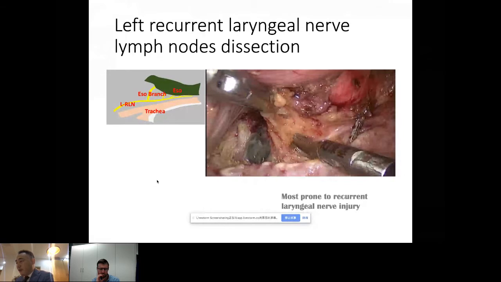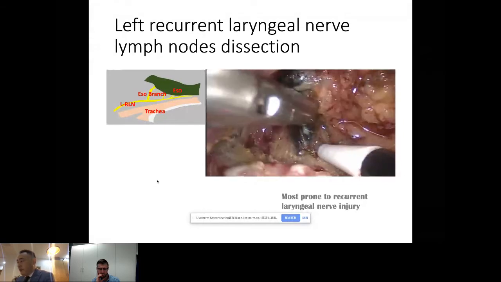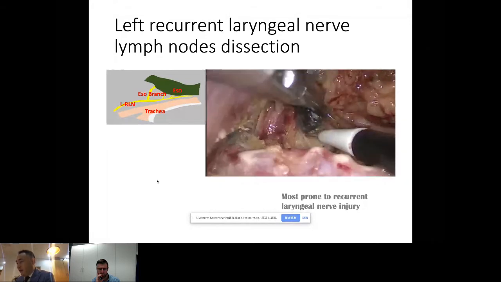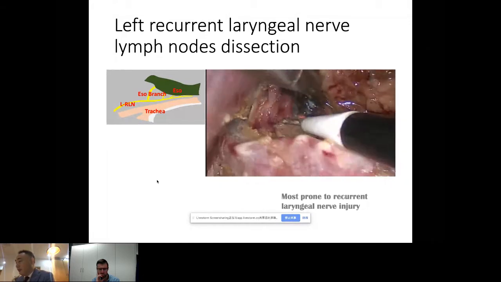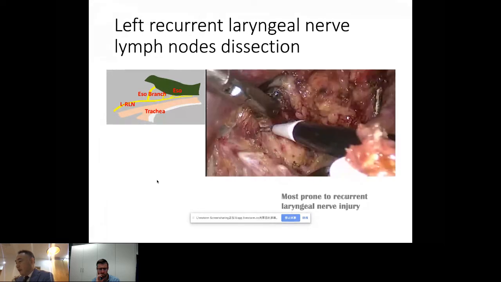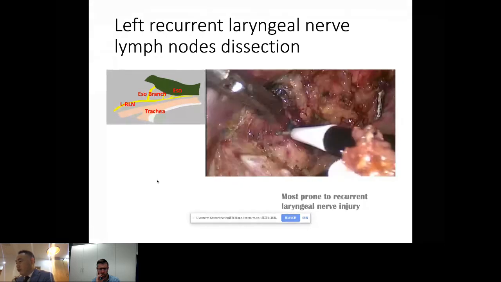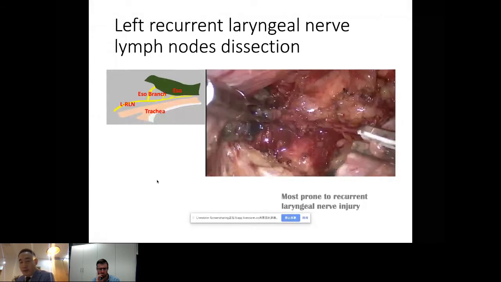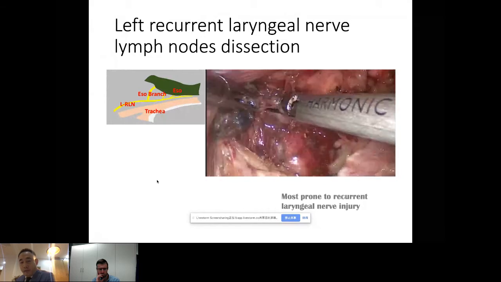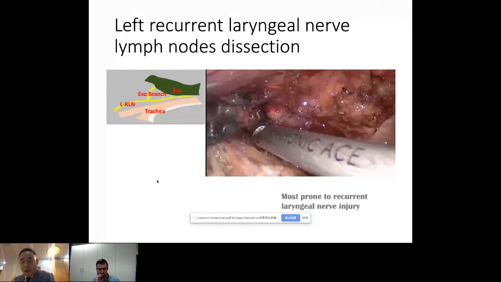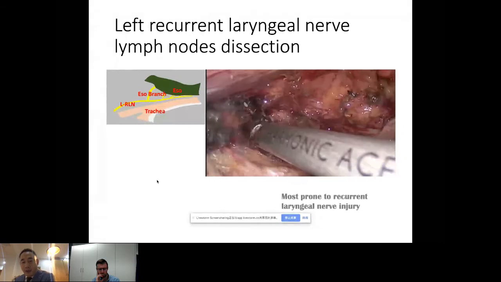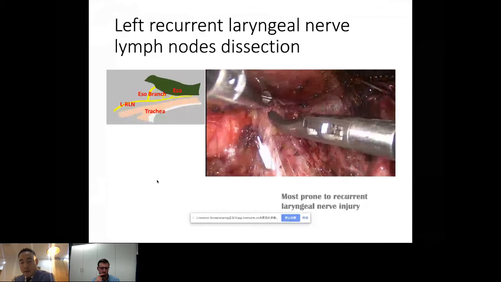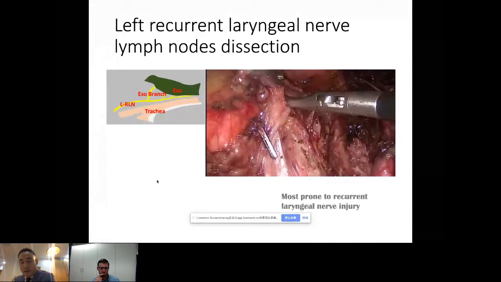Therefore, in this part, we need to be more careful, use more blunt separation, and use energy equipment such as a harmonic. Because we use a single lumen endotracheal tube, the assistant can gently press the trachea to one side and expose the recurrent nerve and the lymph nodes. If we use a harmonic to do the dissection, we usually keep the working branch far away from the nerve, to decrease the incidence of nerve injury.